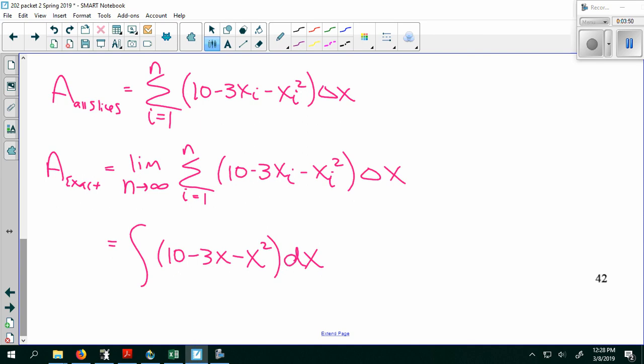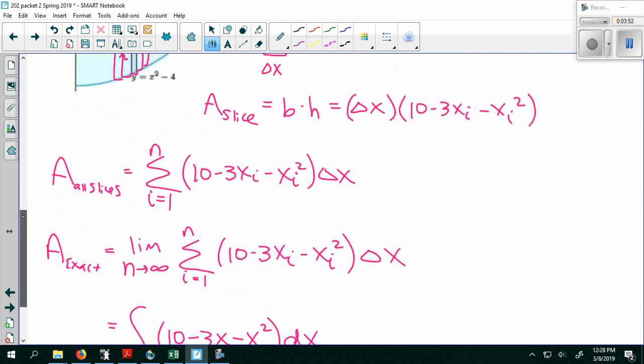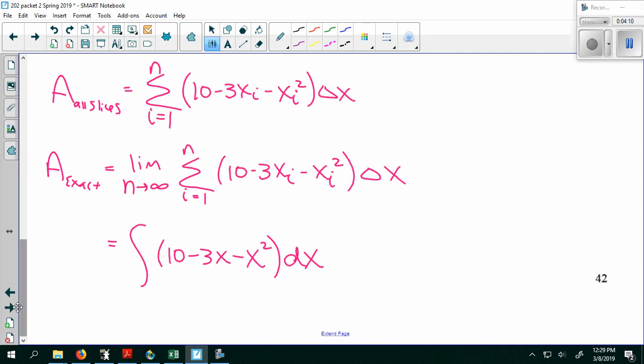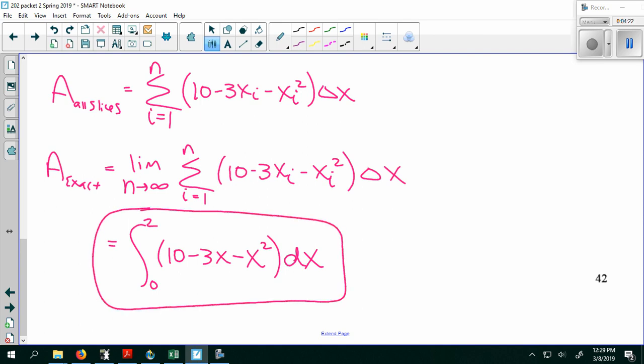Now I have to think about my bounds of integration. I'll go back up to my picture. And I am stacking up these slices starting at x equals 0. And I'm stacking up all these slices, and I'm going to stop stacking them at x equals 2. So my bounds of integration are going to be 0 to 2. And then this would be fairly straightforward to calculate, but the question specifically said do not calculate the integral. Do not evaluate the integral, just set it up.